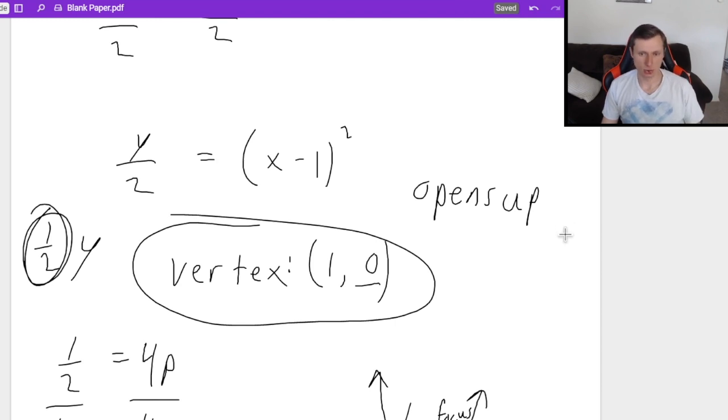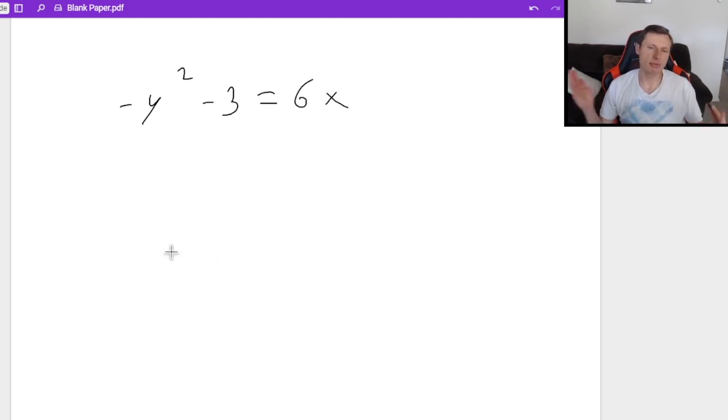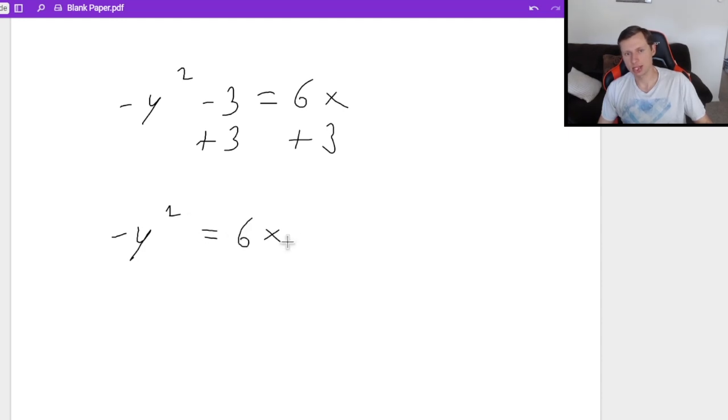Isn't that so cool? Okay, now for the next one. I'm going to try and make it hard for you. I've got negative y squared minus 3 equals 6x. So what should we be focusing on whenever we have a parabola problem? Your goal is to get the x squared or y squared thing by itself as quickly as possible. That means adding 3 to both sides. So now negative y squared equals 6x plus 3.